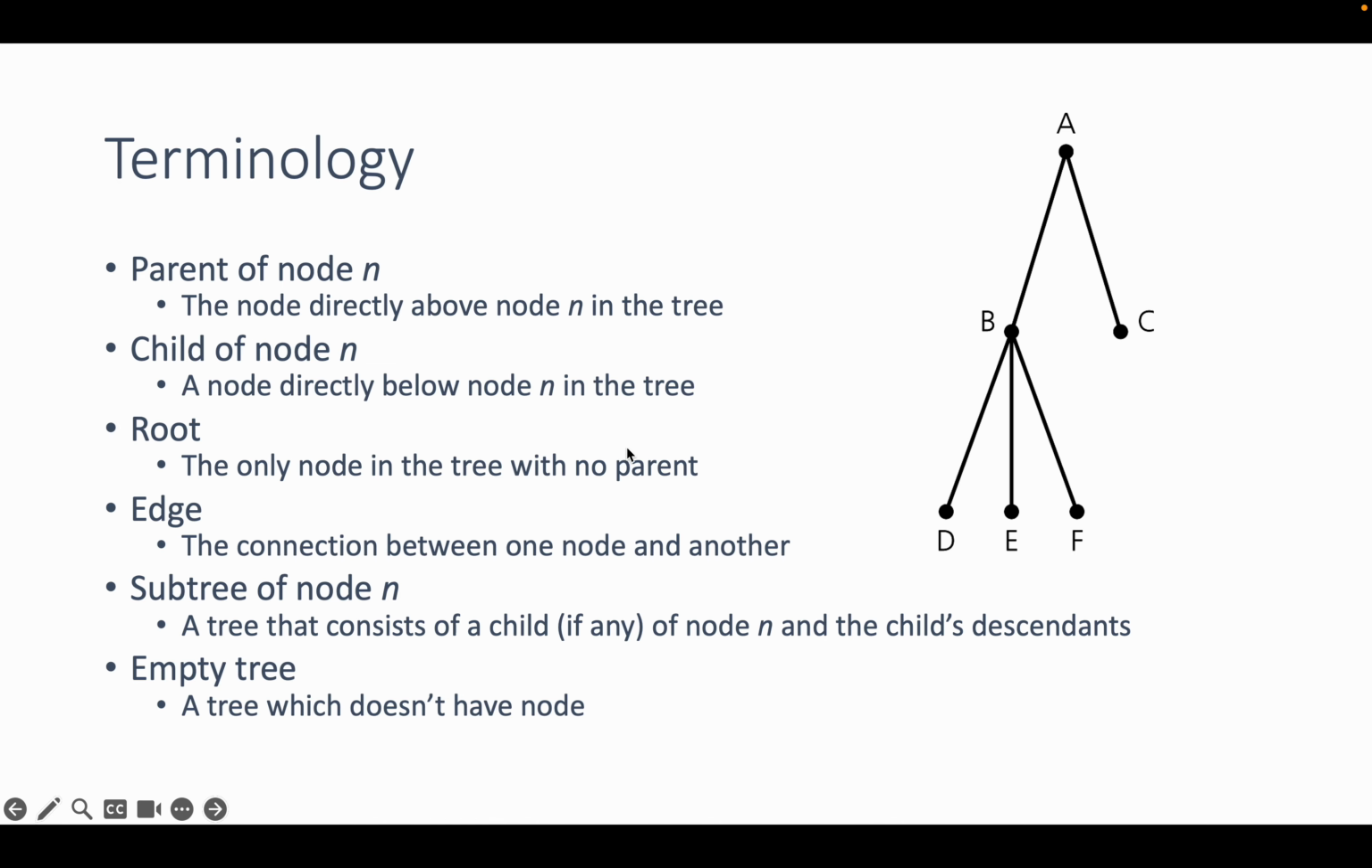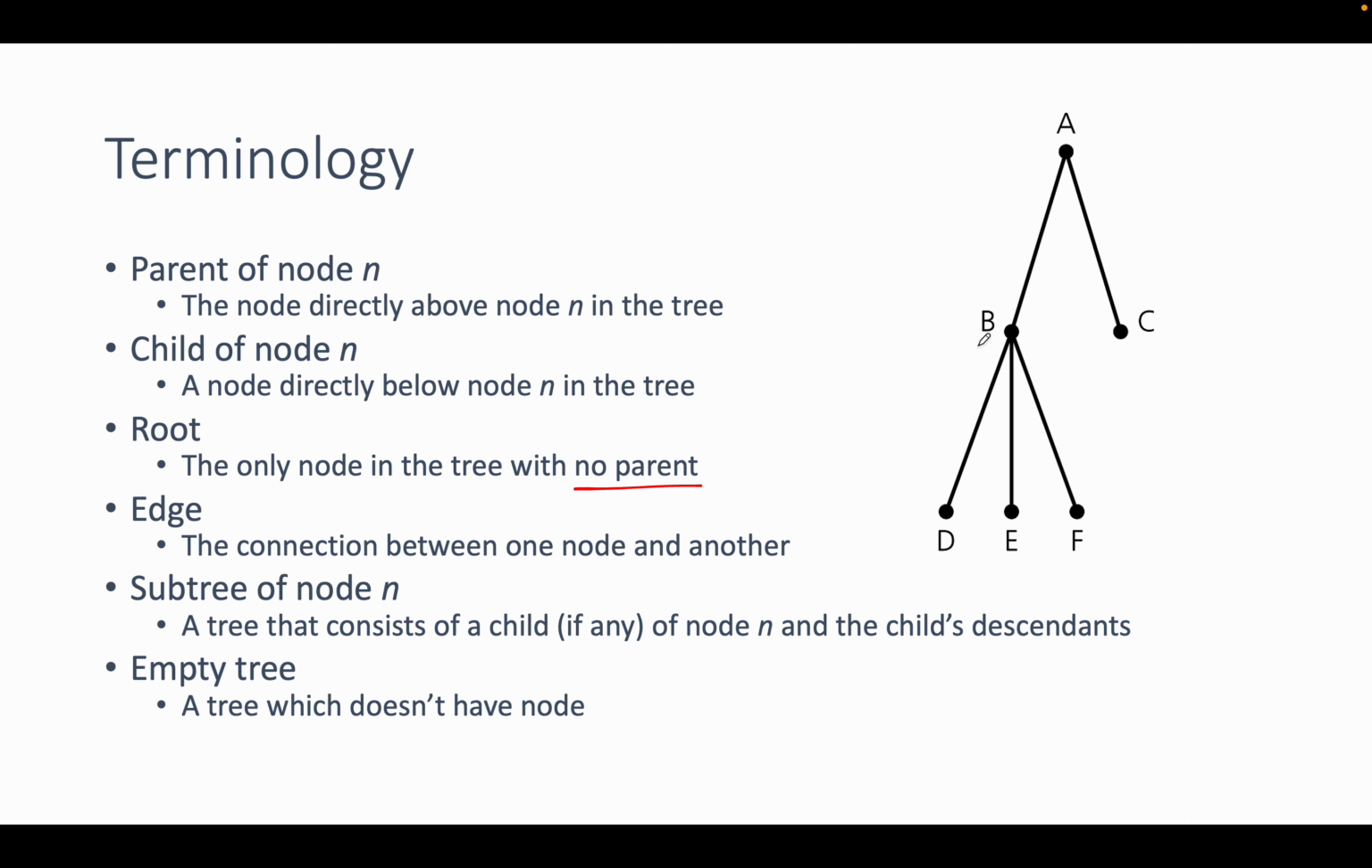For the terminologies, the first one is the parent. The parent of node B is A. Child node: a child is the node below. So B and C are children of the node A. Root is the top one, so the root has no parents. Edge is the connection between one node and another.